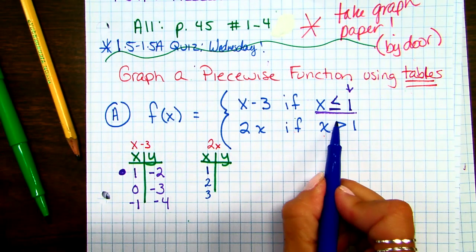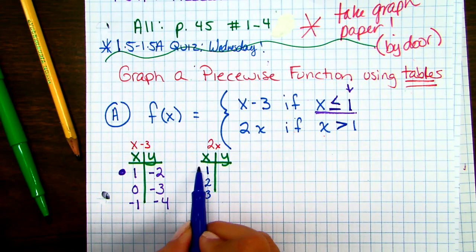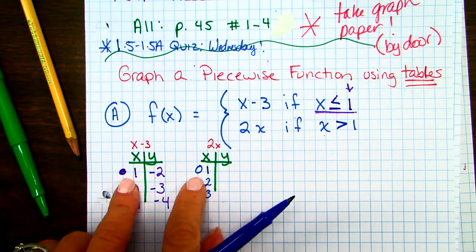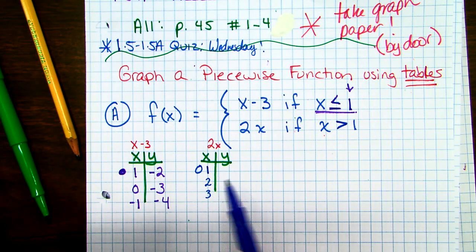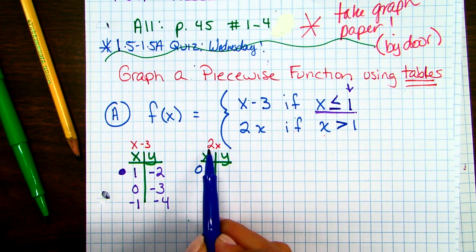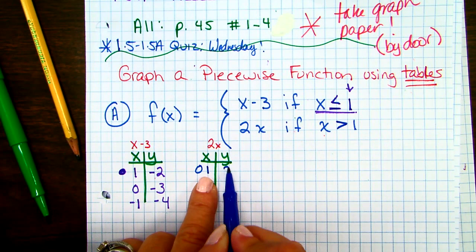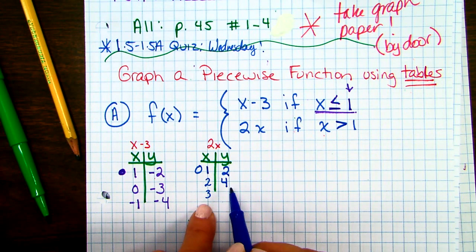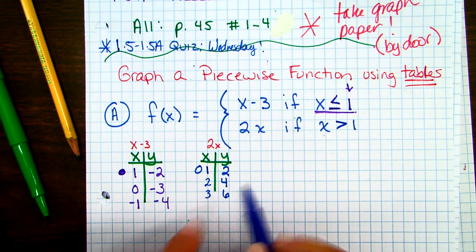And see how this one is just greater than? It doesn't have the line under it. That's going to be an open circle at 1. Okay, and I'll keep going over this, and I'll go back to what that means when we graph it here in a moment. How do we find the y values? We plug right into the 2x. So 2 times 1 is 2, 2 times 2 is 4, and 2 times 3 is 6.